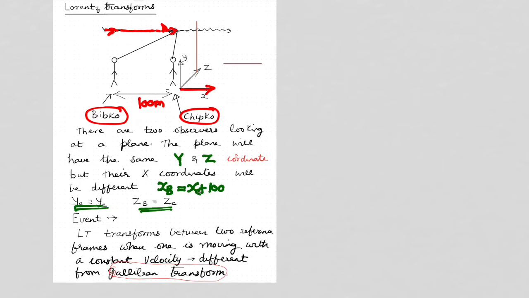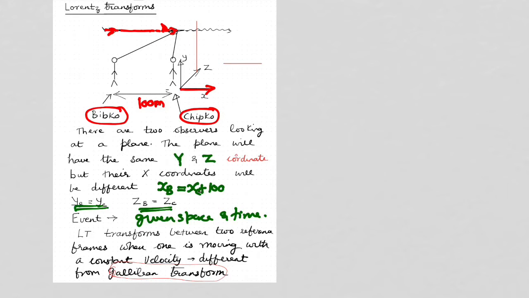Now, when they observe a certain event, first of all, what is an event? An event is something that can happen at a given space and time. That we'll call an event. Now, the Lorentz transform actually transfers between two reference frames. One is a moving frame and the other with a constant velocity. So this transforms one form to the other, as we are about to see.